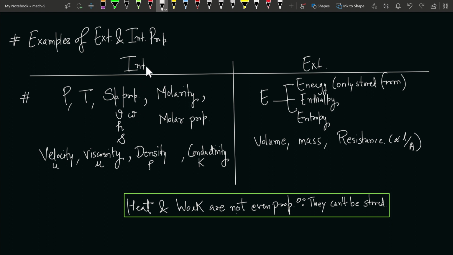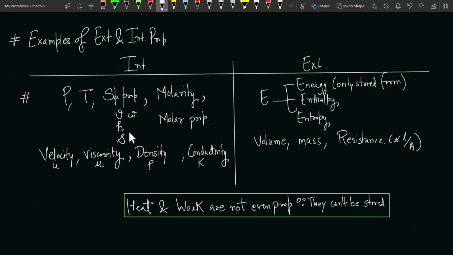Whereas there are some other properties that depend on the mass or the size of the system that we call extensive property. Okay, so what are the examples of intensive property? As you can see, pressure, temperature, specific property, molarity, and molar properties, right? In a specific property, we can have specific volume, specific weight, specific enthalpy, and specific entropy, anything. So these properties do not depend on mass.